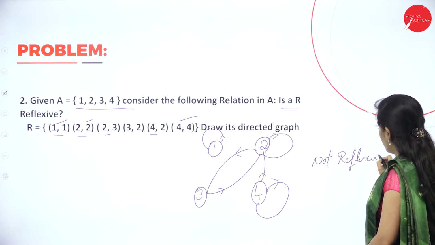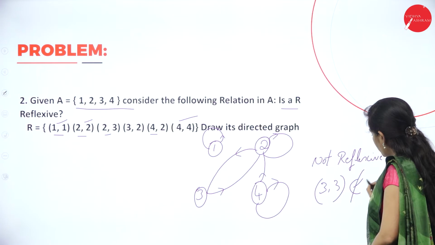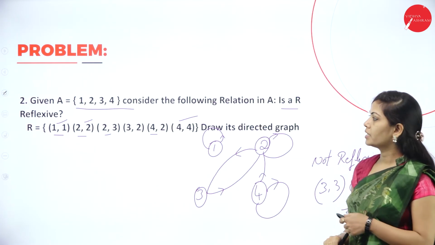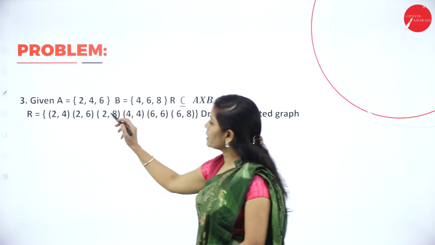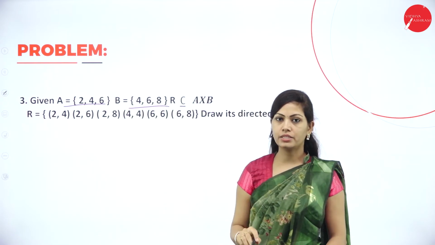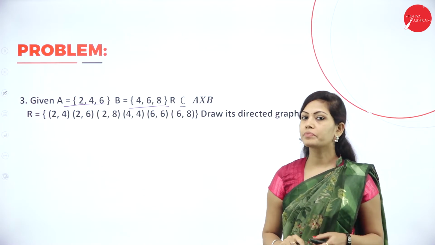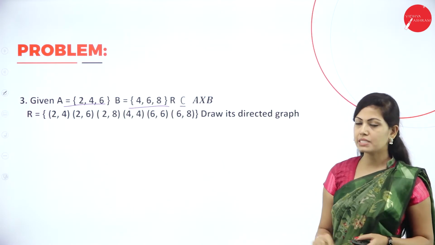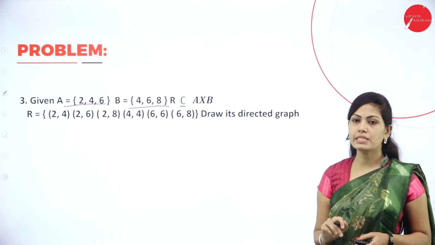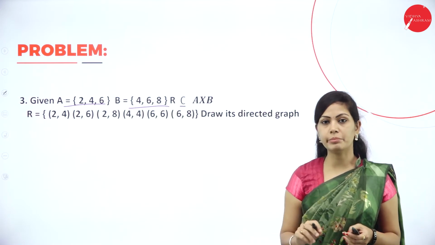Not reflexive because 3 does not belong to R. So it is not reflexive. And the next problem: given A is equal to {2, 4, 6} and B is {4, 6, 8}. Here we have two sets, set A and set B. In set A we have 3 elements and in set B we also have 3 elements: 2, 4, 6 and 4, 6, 8. How will you draw a graph using these two set elements?